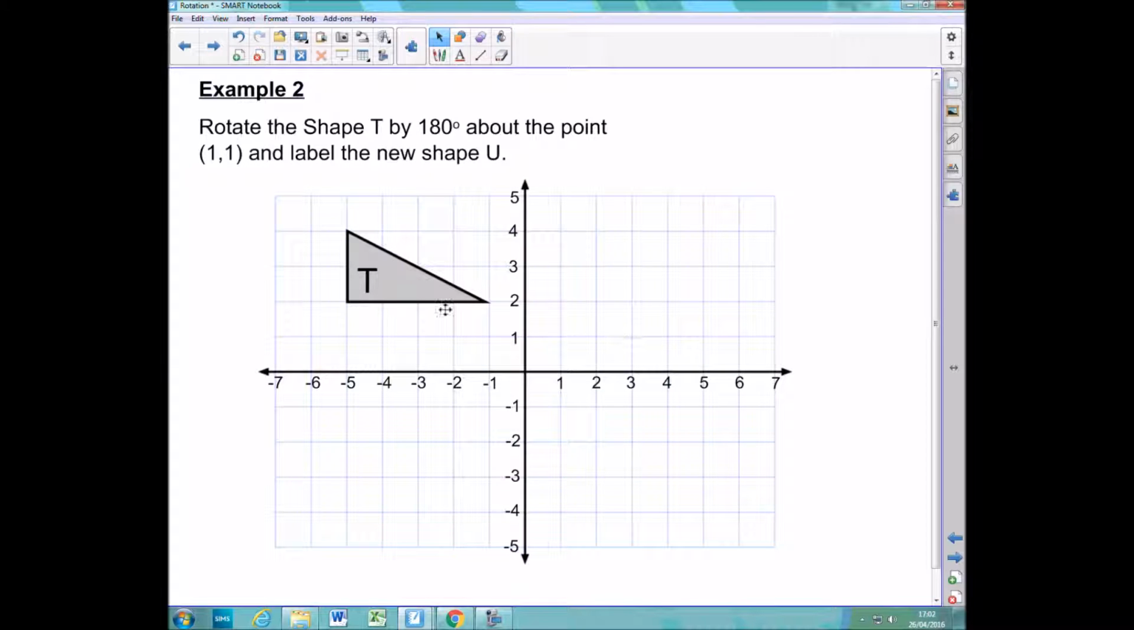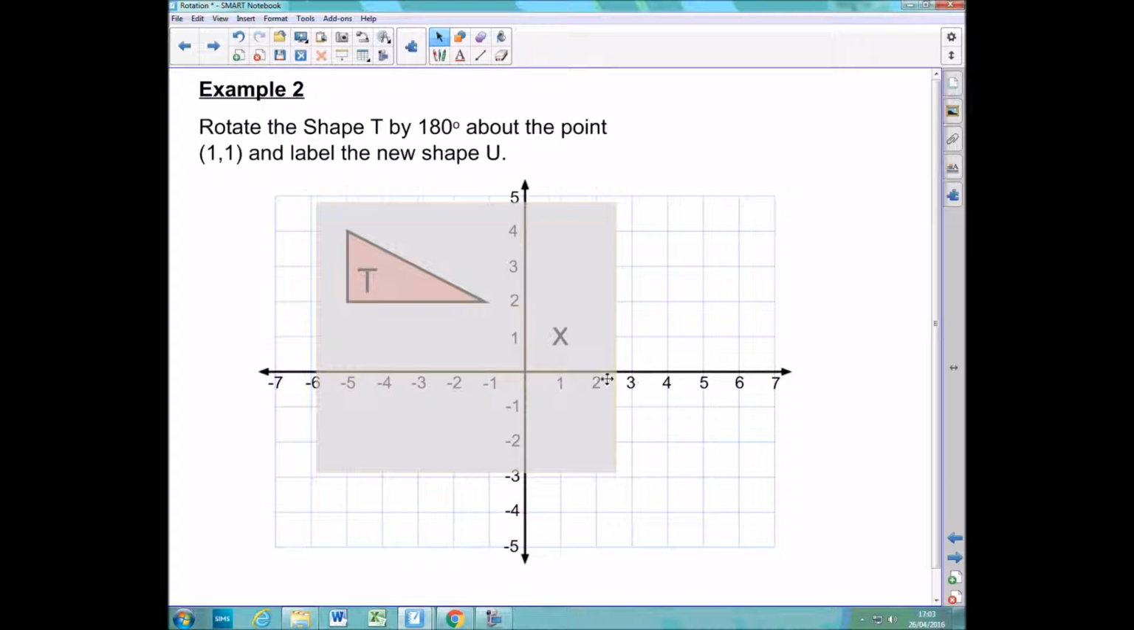In this second example, I'm asked to rotate this shape T by 180 degrees. But this time, it's not about the origin, it's about another point, 1, 1. So again, I'm going to begin by labeling the point 1, 1. Now again, I'm going to get my tracing paper out.